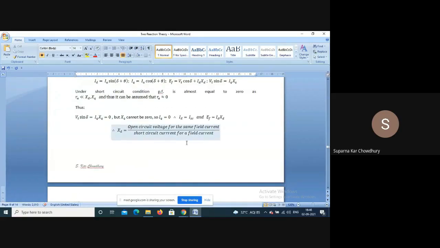So the open circuit voltage for a field current divided by the short circuit current for the same field current will give you the direct axis synchronous reactance. So actually the open circuit voltage for a particular field current divided by the short circuit current for the same field current gives you the synchronous impedance for a cylindrical rotor machine. So here we will get the direct axis synchronous impedance. Here I have neglected resistance. So this is Xt.